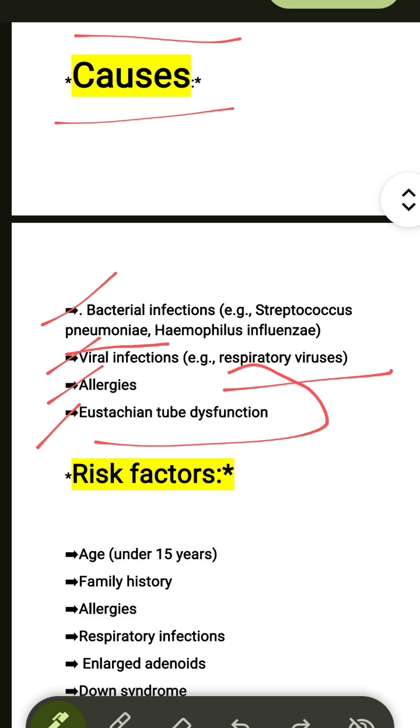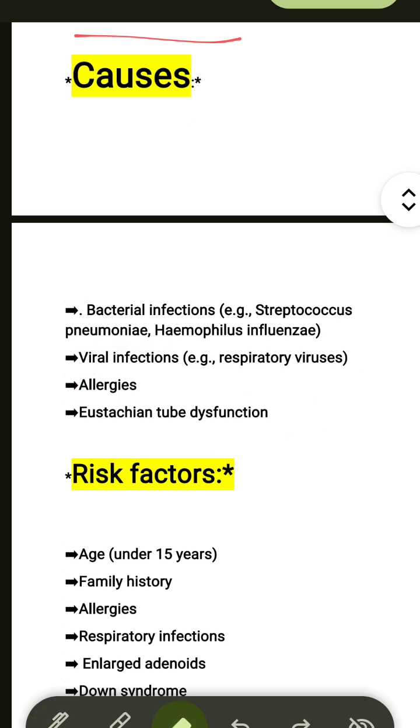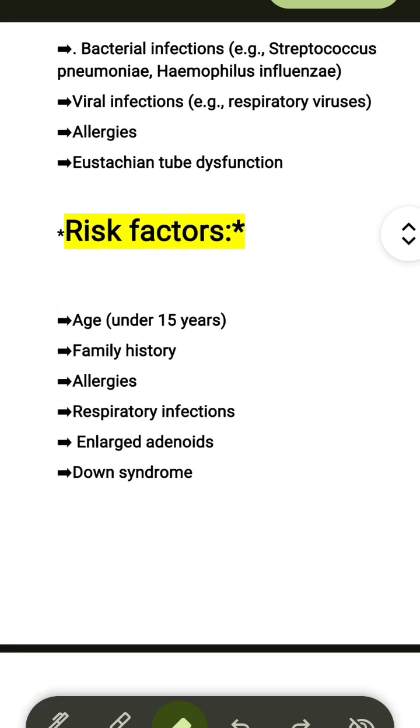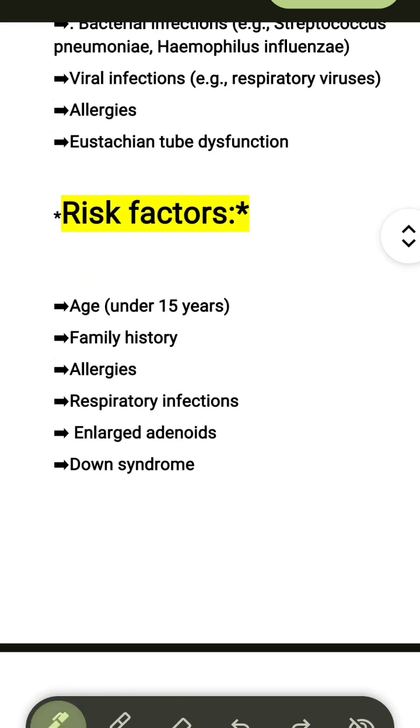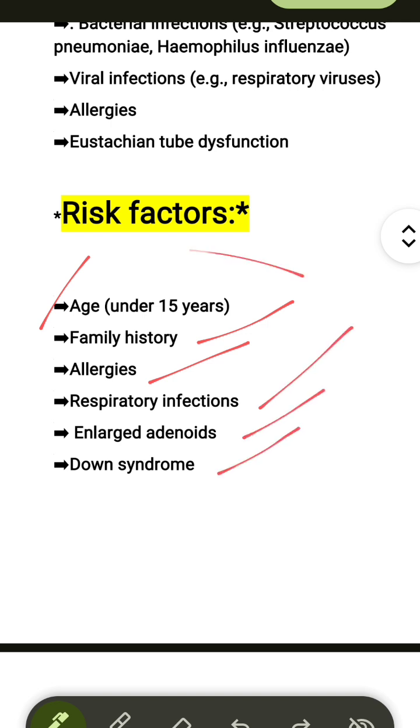Next we'll see the risk factors of otitis media. The risk factors are age under 15 years, family history, allergies, respiratory infections, enlarged adenoids, and Down syndrome. So these are the risk factors of otitis media.